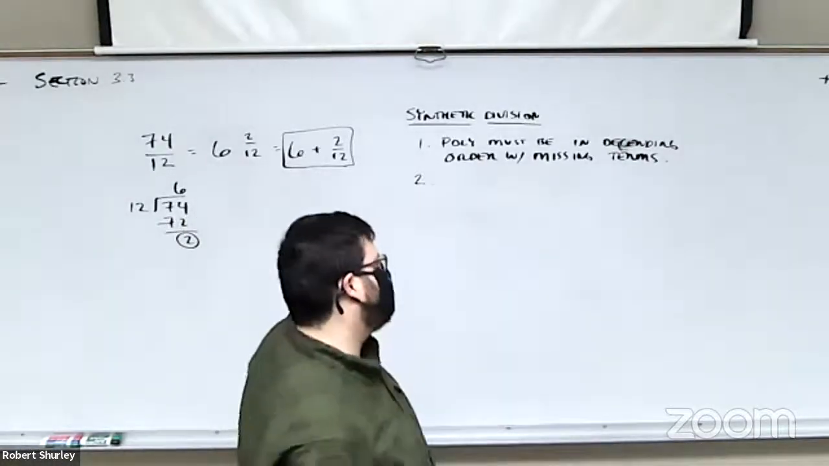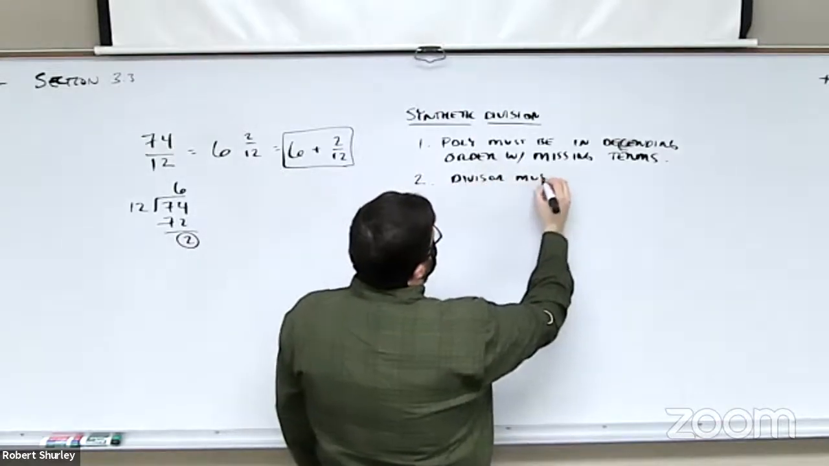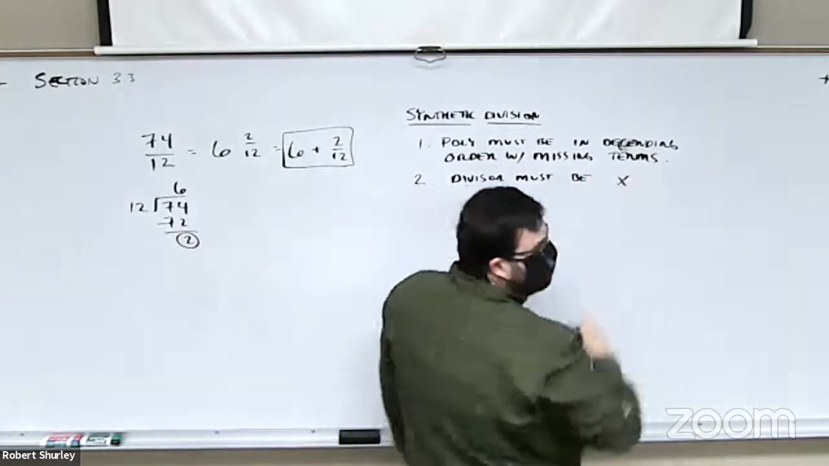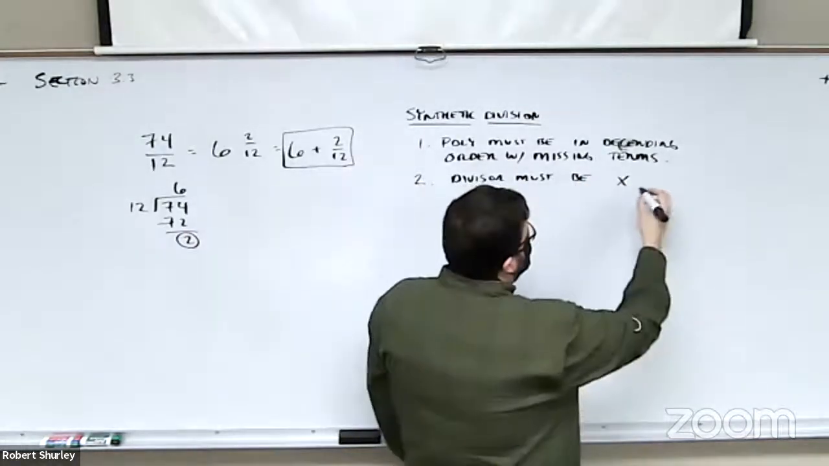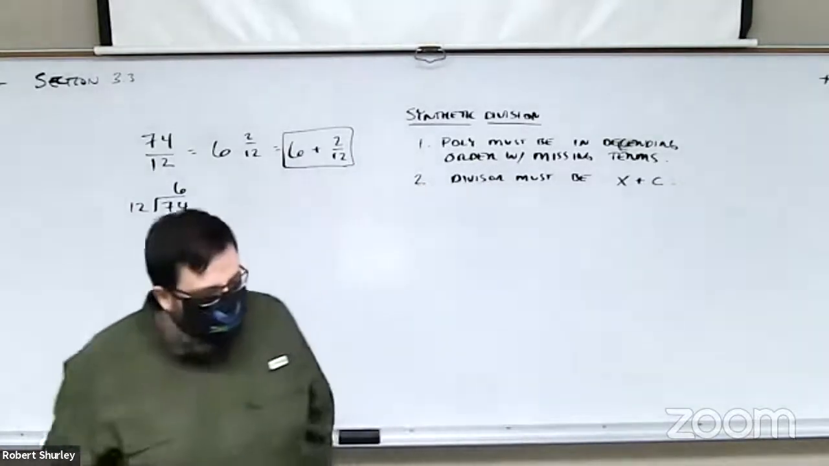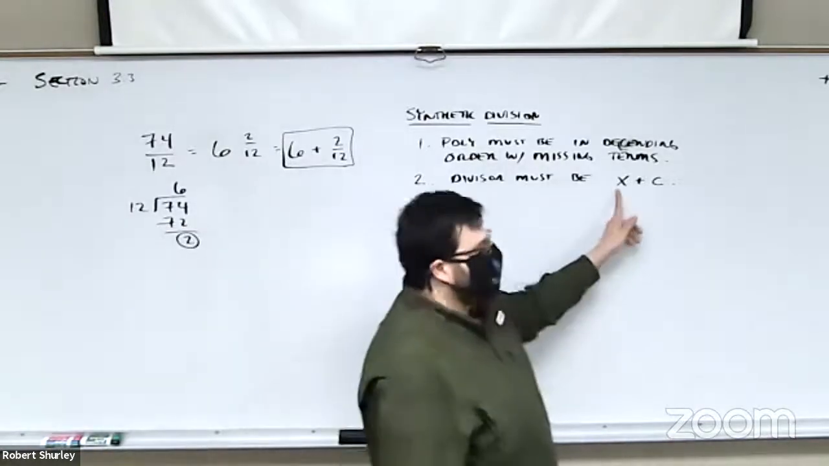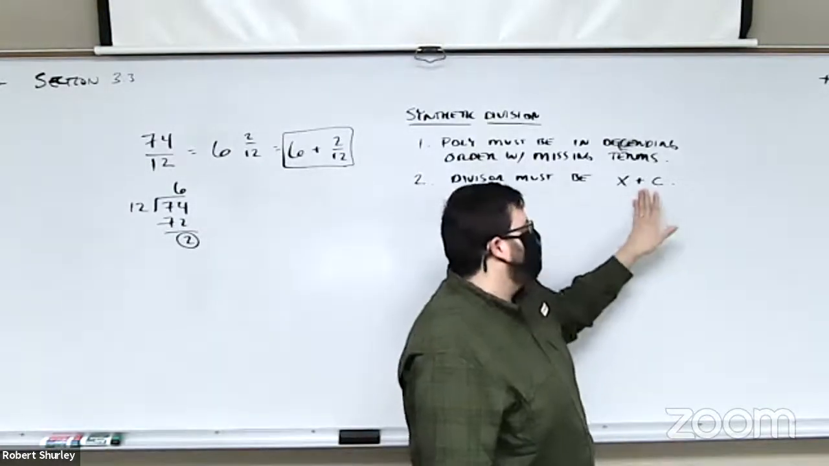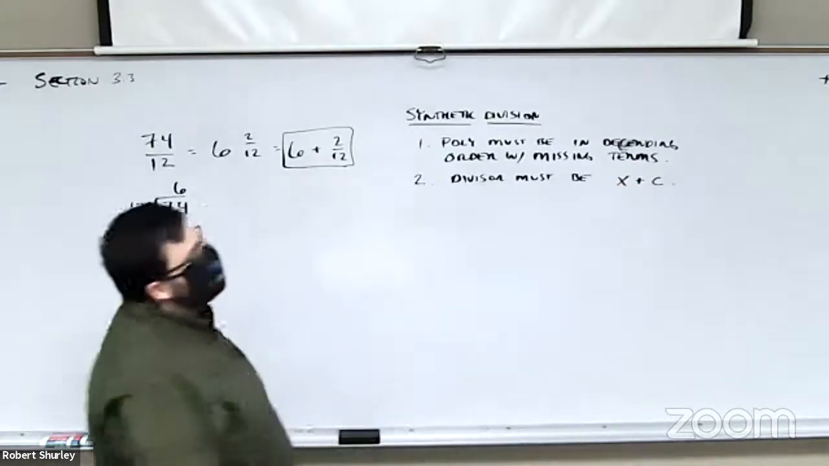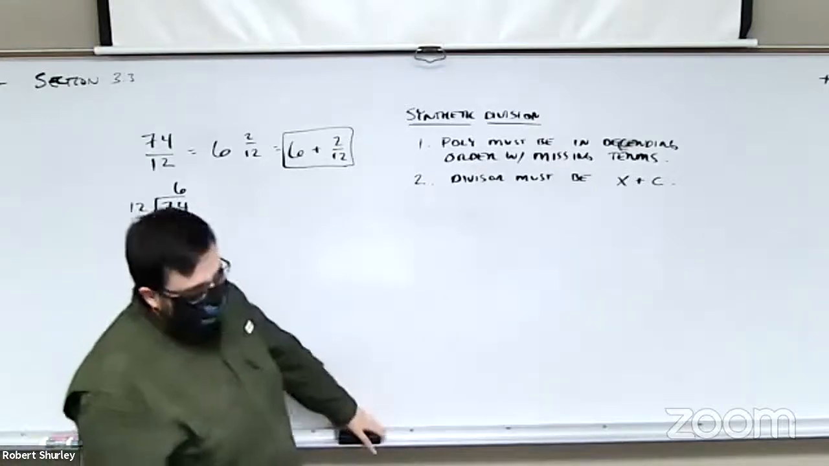And the other big one is that your divisor must be in the form x plus c. It can be plus or minus, it doesn't matter. It can be minus c, it's not a big deal. But it has to be a first degree polynomial, x by itself, and then plus or minus a constant. Those are the two rules to set it up.